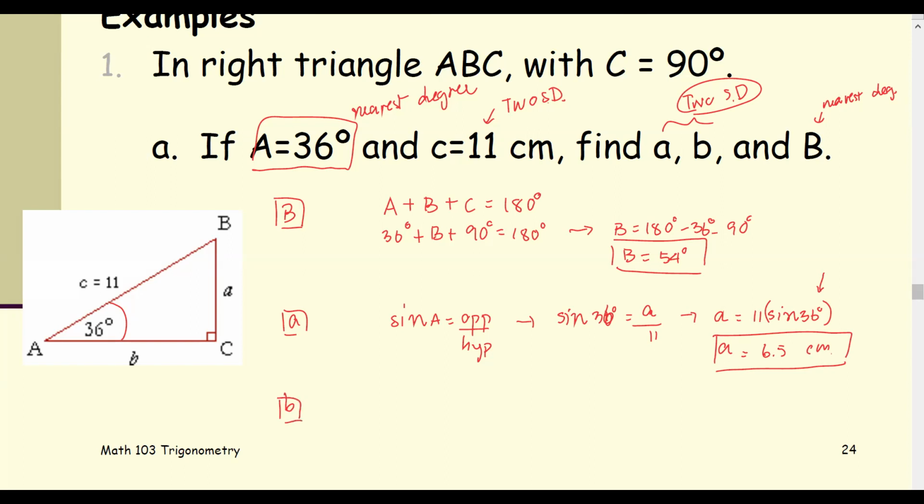Next, we find side B. Side B is adjacent, so the trig function involving adjacent would be cosine. Cosine A equals adjacent over hypotenuse. Replace the numbers. Cosine of 36 degrees equals side B, which is adjacent, divided by hypotenuse 11. That gives us B equals 11 multiplied by cosine of 36 degrees. Put it in the calculator, and we obtain B equals 8.9 centimeters.